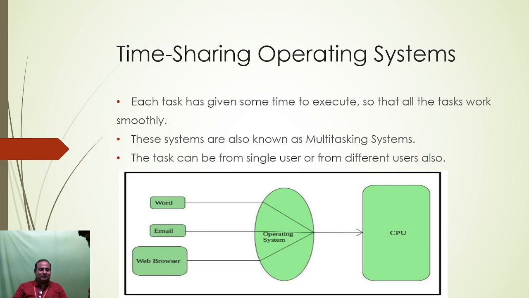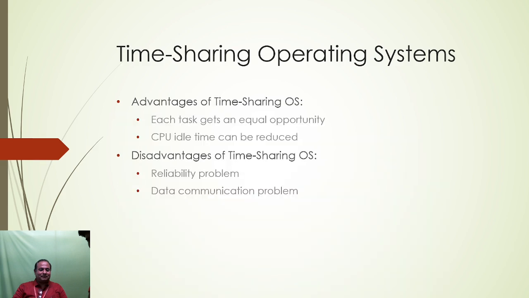For example, in this diagram you have the word processor, email option, as well as the web browser. Here the operating system allocates time for each one. For word it allocates some time, for email it allocates some time, and also for web browsing it allocates some time. So we call it a time sharing system, and it is also called a multi-tasking system.